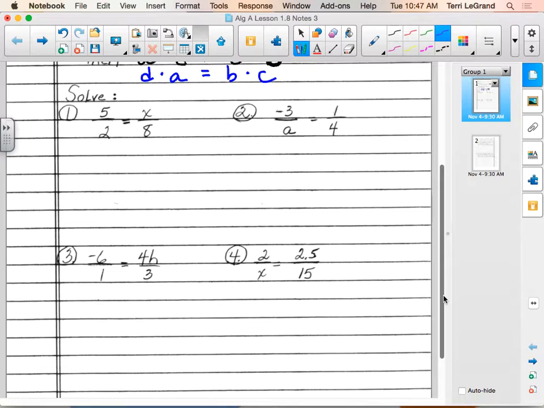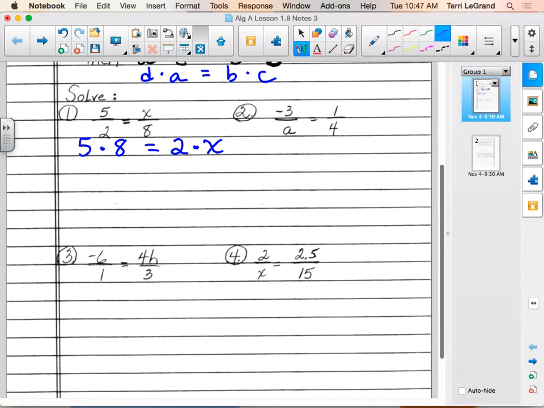Okay, anybody think they know a cross product we can set up for number 1? Noah? 5 times 8. So we're going to show that. That product should be the same as what other product? 2 times whatever number is there, and it's called what? X. So we'll just leave it X. Okay? So we need to show that step. That's what we call our cross product step. And then we're actually going to find those products.